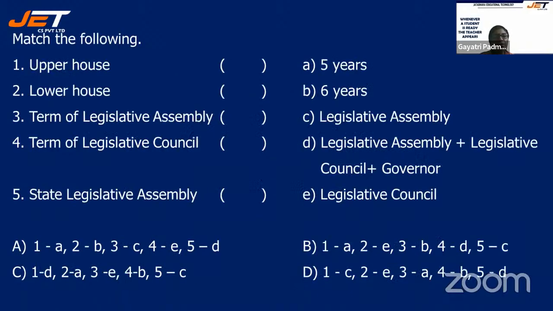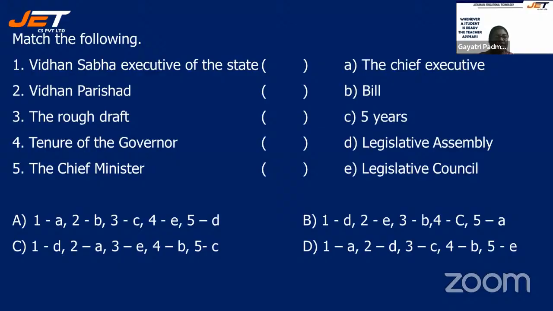See the next one: upper house, lower house, term of Legislative Assembly, term of Legislative Council. Let's see, for upper house, it is 5 years. For lower house, it is Legislative Council. For term of Legislative Assembly, it is 6 years. For term of Legislative Council, it is Legislative Assembly plus Legislative Council plus Governor. For State Legislative Assembly, it is Legislative Assembly. All right, see the next question.